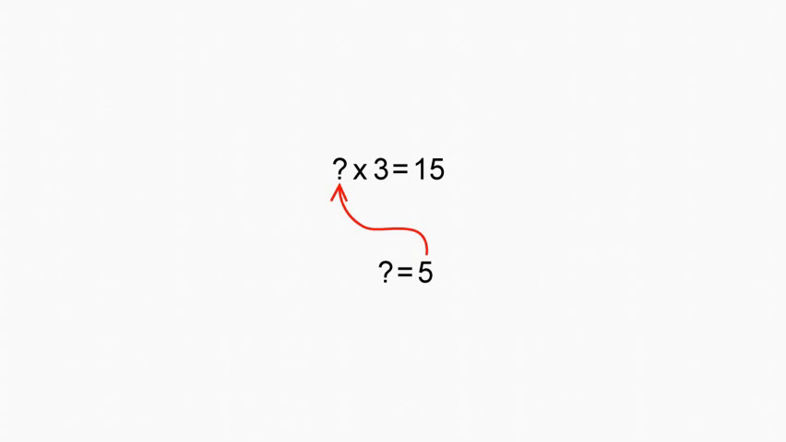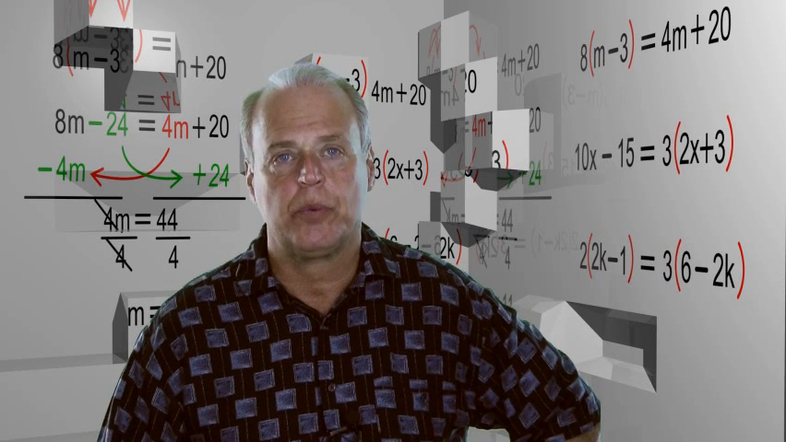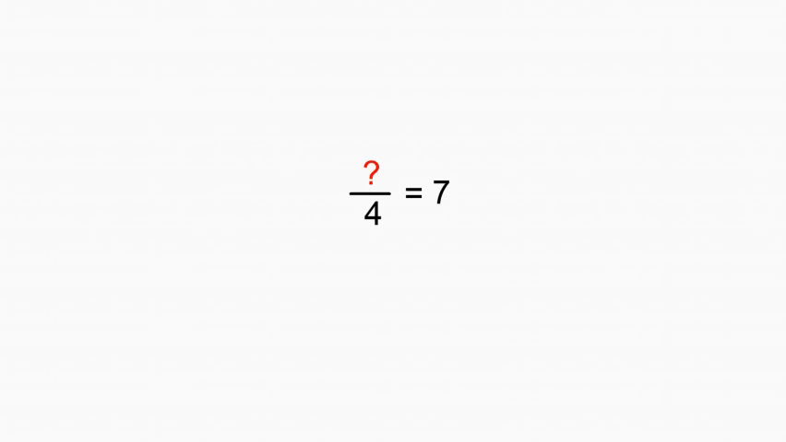If I replace the question mark with 5, you can see that that makes the left side the same as the right side. Now for the last one. I read it as I want to find a number so that when I divide it by 4, it's the same as 7. Just like the other problems, I want to get the unknown piece on one side and a number on the other side. The unknown piece is not by itself on the left side, it's being divided by 4. In order to undo being divided by 4, I have to multiply by 4.